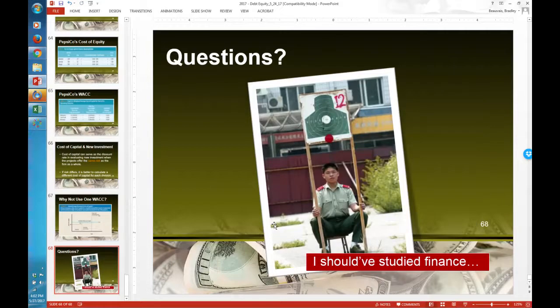So with that in mind, that concludes both the debt and equity as well as the cost of capital sections of the course.